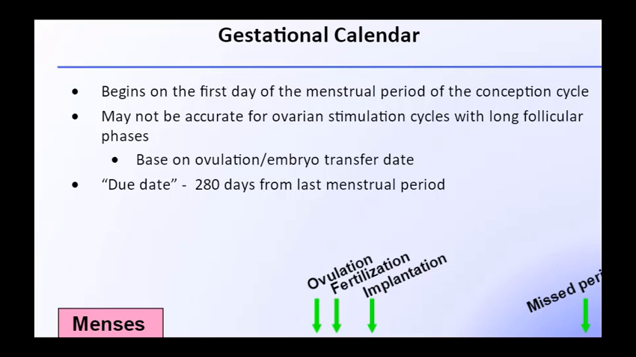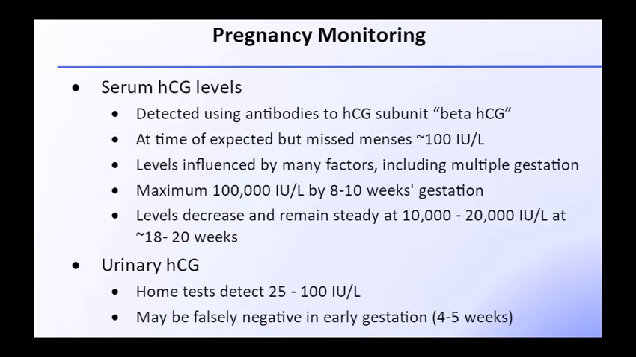It should be noted that this may not be applicable for ovarian stimulation cycles with long follicular phases induced by gonadotropins or downregulation, and thus gestational dating may be more accurately based on the date of ovulation or embryo transfer. The pregnancy due date is typically calculated using a gestation of 280 days from the last menstrual period. Pregnancy is detected by measurement of serum HCG.